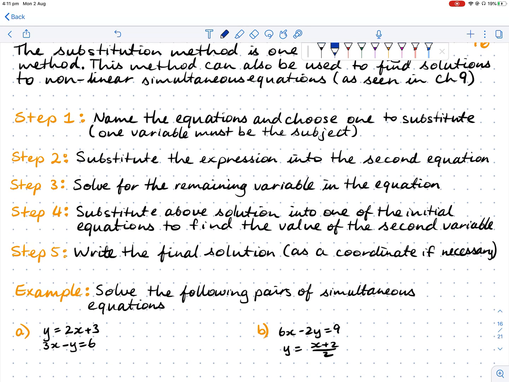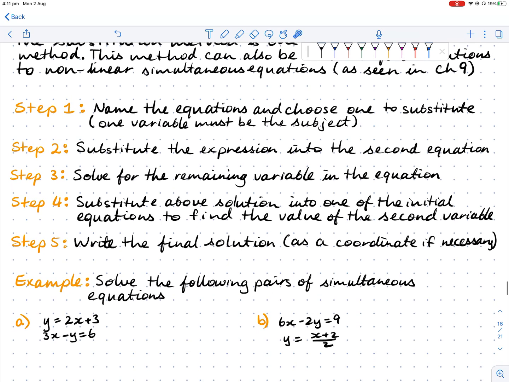So how we go about answering these questions, here are your steps, and they're actually the same as the ones you did last year in Year 9. The first one: name the equations. I'll usually use equation 1, equation 2. You might see textbooks use A and B, or I and II. Whichever way you want to work it out. But the important thing for substituting is that we need one variable to be the subject of one of the equations. So we're going to pick one of the pronumerals to eliminate, and it has to be the one that's the subject. Step 2 is to substitute that expression into the second equation.